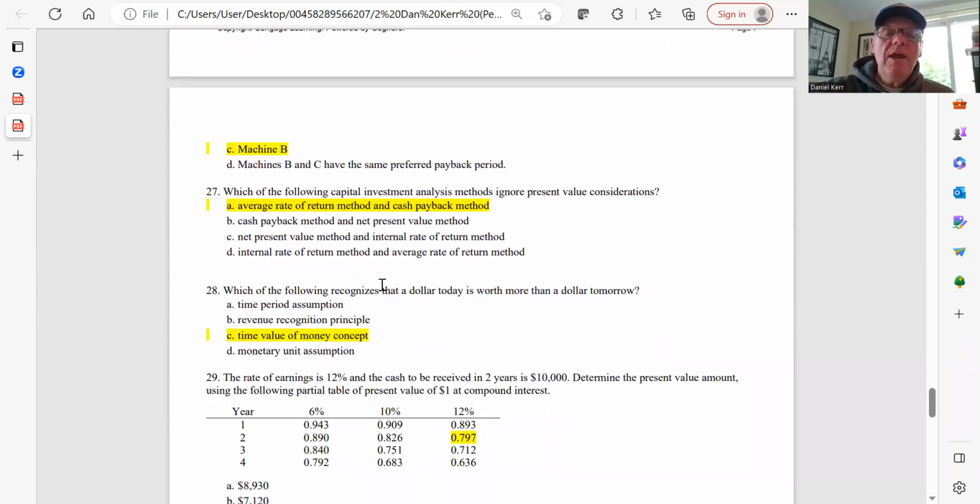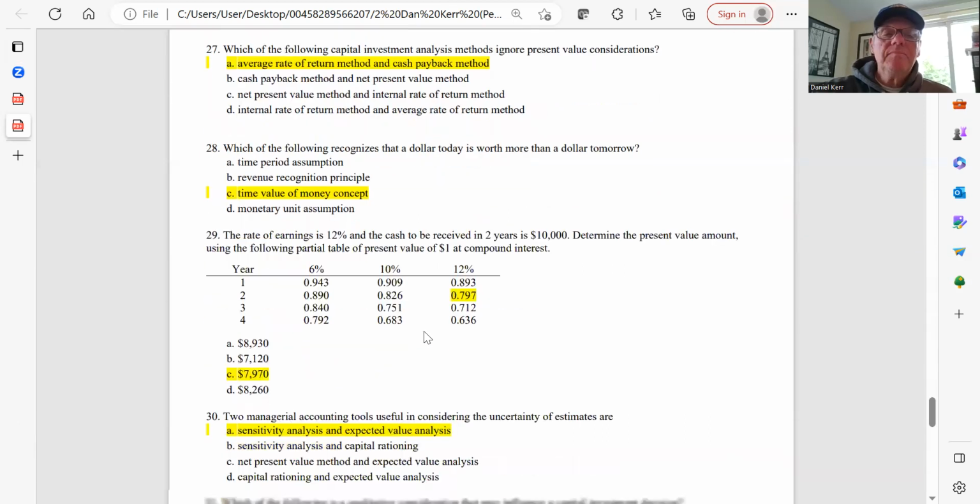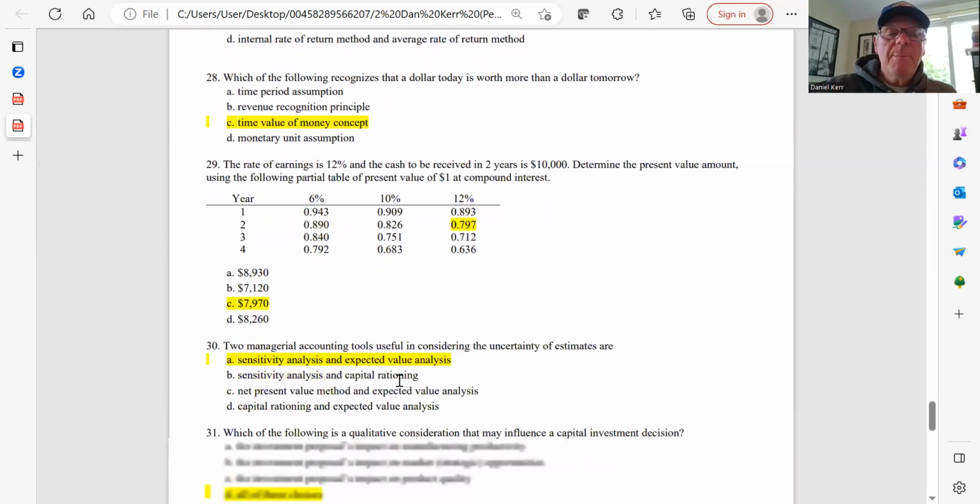Okay, which of the following recognizes that $1 today is worth more than $1 tomorrow? And that would be the time value of money concept. C. 29, they give you a bunch of present value tables here. Determine the present value amount. The following partial table represents $1. So you take 2 years at 12%, you get 0.797. See, I highlighted it here. Multiply that by 10,000, and that gives you 7,970.